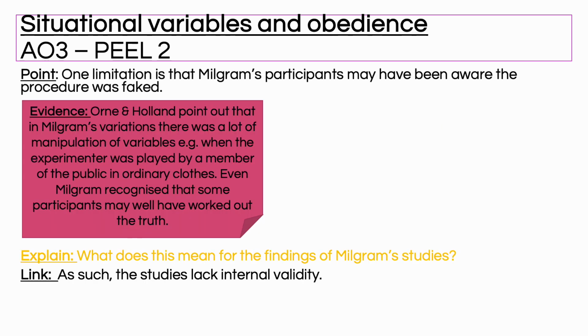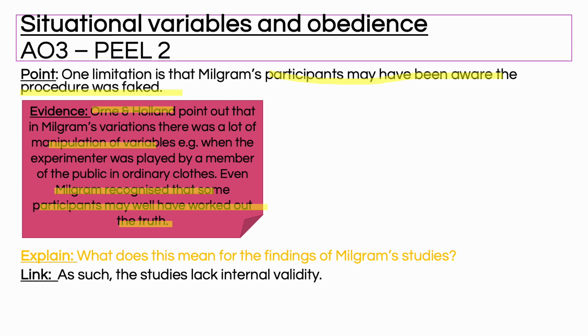However, Milgram's participants, as remember, you've got to know about Milgram's studies for these variations, they might have been aware that the procedure was faked, that the learner was indeed a confederate pretending to be in pain, and the evidence from this is Orne and Holland, but you don't necessarily need to use their names. But what you do need to do is show that actually even Milgram himself recognised some participants would have worked out the truth in that scenario, and actually there was a lot of different manipulations, so word would have got round and people aren't necessarily behaving as they usually would.